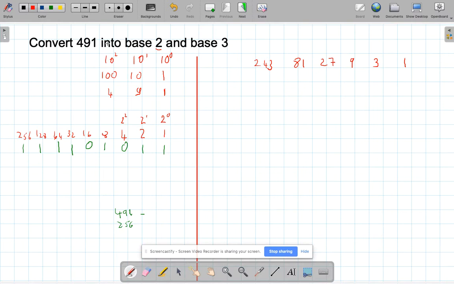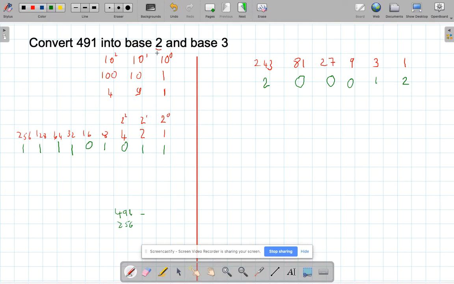Now 491, if I take away 243, I'm left with 248. But I can actually have not just one of these. If I'm in base 3, I can have 2 of these, because I can use the digits 0, 1, and 2. So I'm going to take away from 491, I'm going to take away 2 lots of 243. I'm left with 5. So I don't want any of these. I don't want any of these. I don't want any of these. I want one of these and 2 of these.